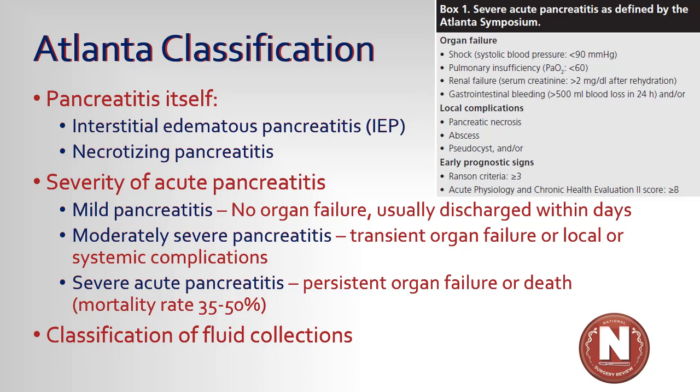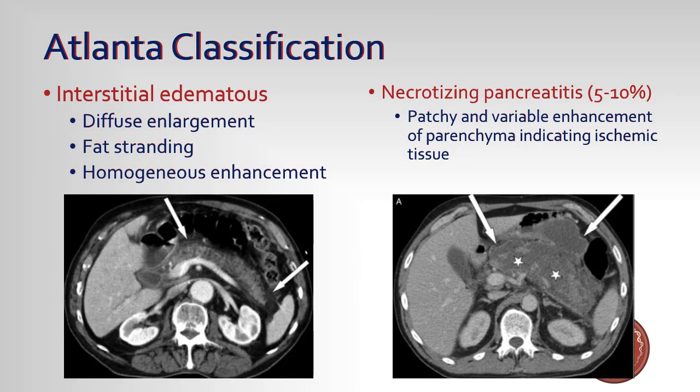So, interstitial edematous pancreatitis: diffuse enlargement, fat stranding, as you can see here, homogeneous enhancement. Necrotizing pancreatitis represents about 5 to 10% of the pancreatitis. The hallmark is just kind of patchy and variable enhancement of the parenchyma. So here you can see enhancement of the entire pancreas with contrast. That means that you have to have IV contrast in order to differentiate for the most part, because you don't know if there's patchy enhancement if you can't give any contrast. Some patients you can't do this with. If they come in and their creatinine's 5, you're not going to want to give them a bunch of IV contrast dye.